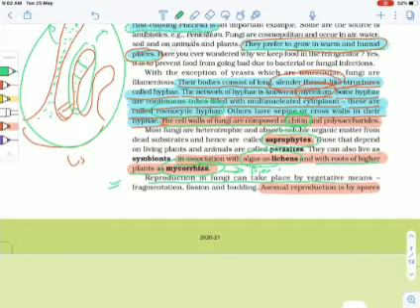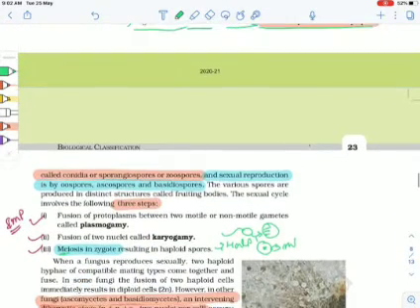Now see, reproduction in fungi is important. Reproduction in fungi can take place by vegetative means. Fragmentation means these hyphae become fragmented and they form other fungi. This is called fragmentation. Fission and budding are also vegetative reproduction, right? Asexual reproduction is by spores.